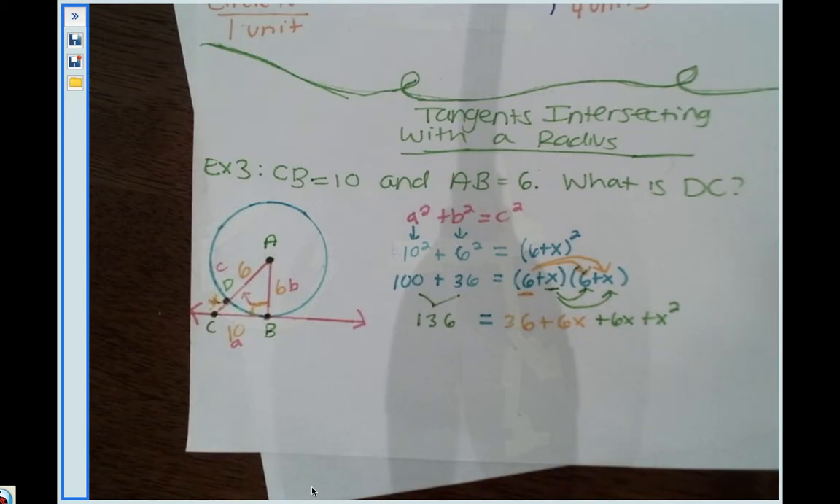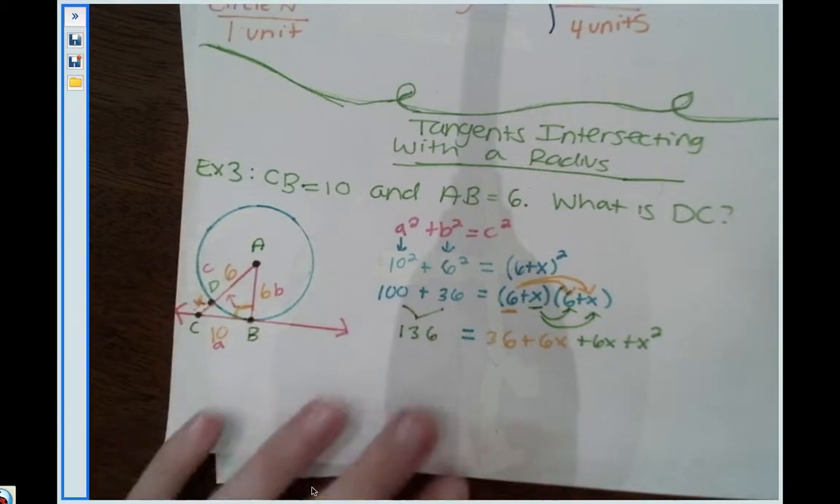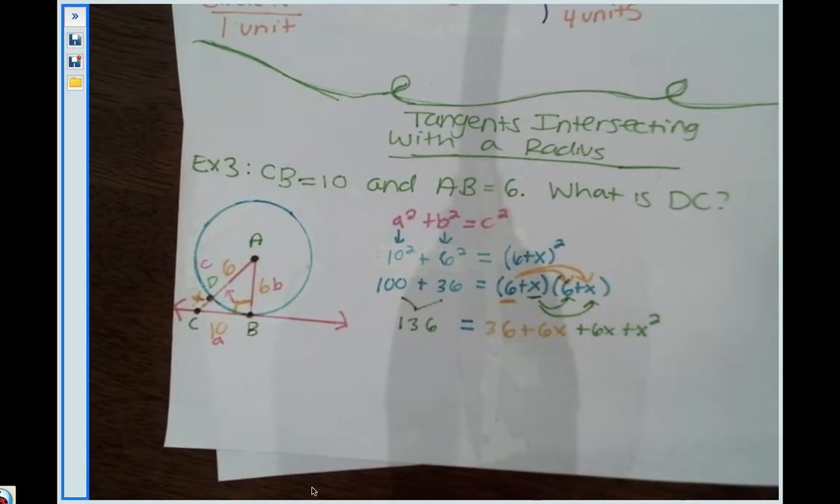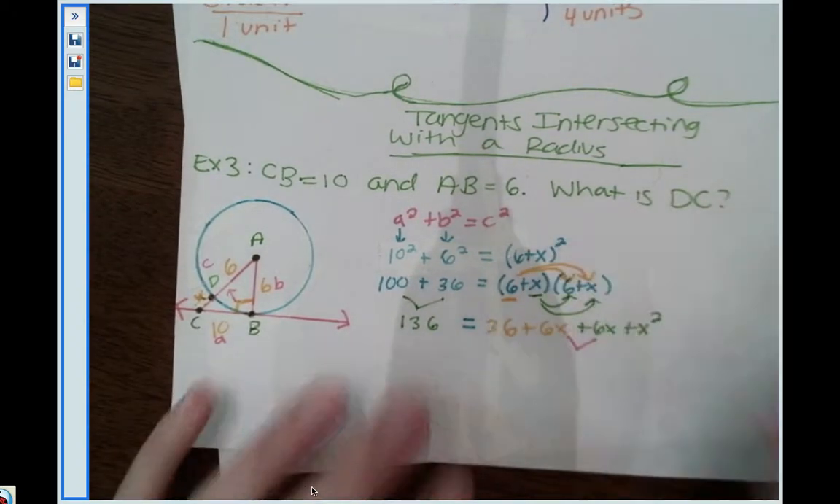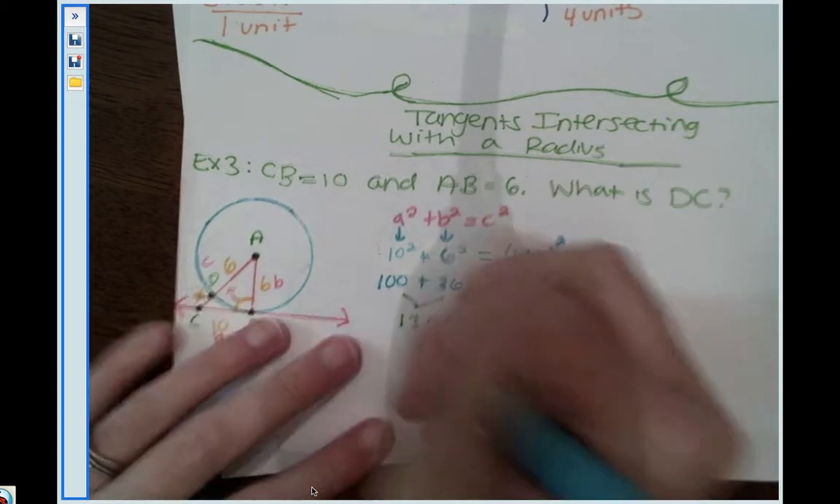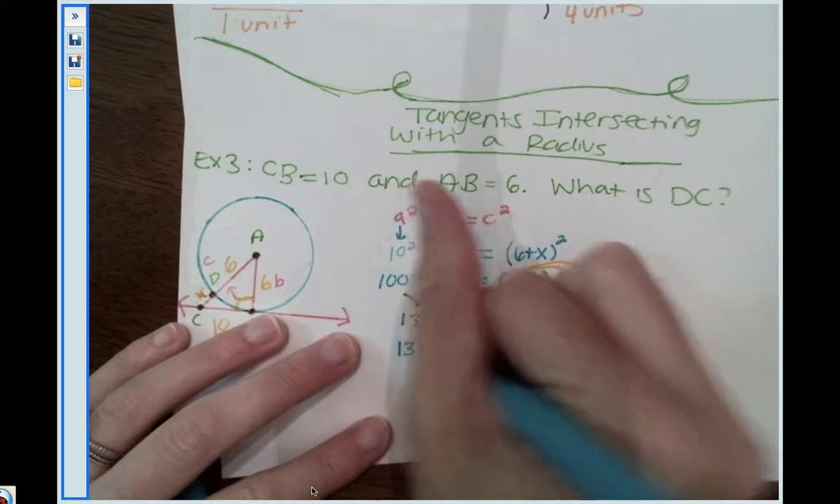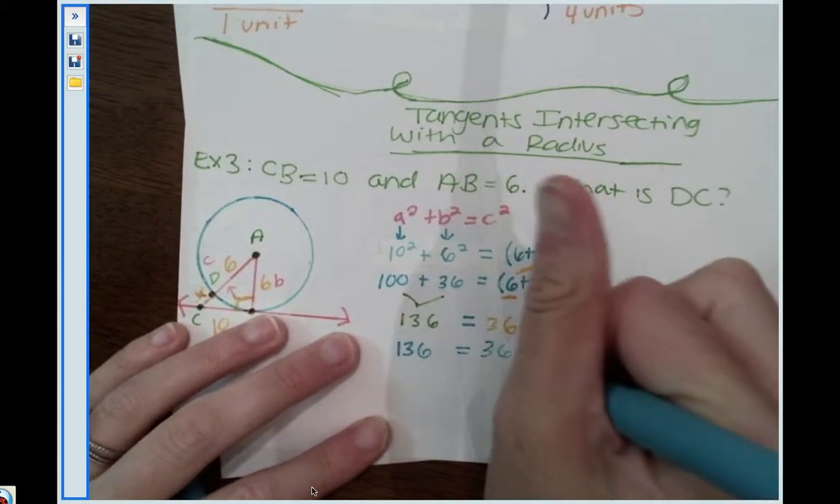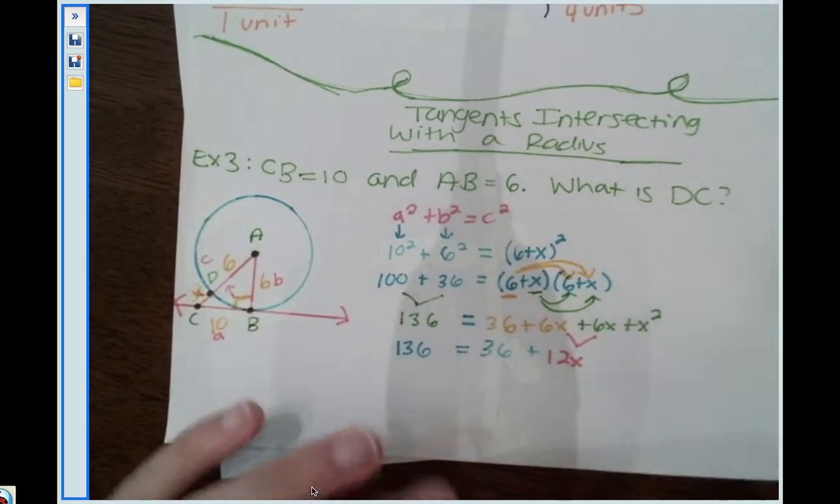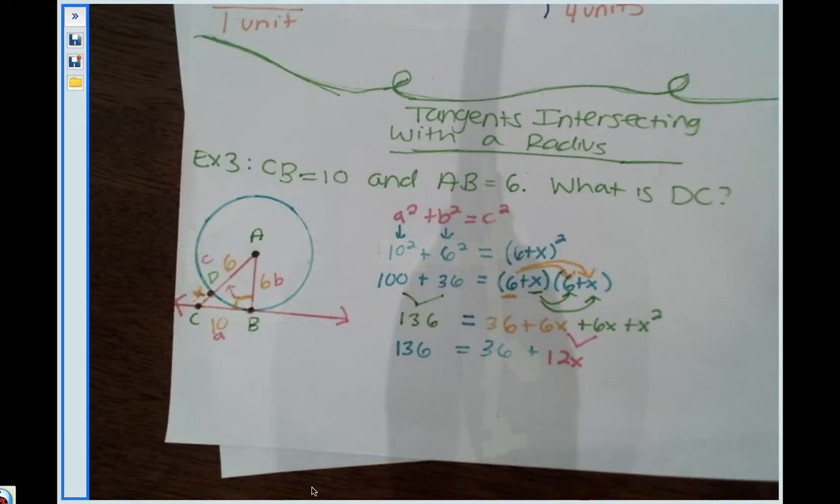All right, guys, let's keep on going. So now I'm going to combine my like terms on this side. My only like terms that I see are these two. So I'm going to combine these two right here. Bam. All right, so I'm going to bring down my 136. So we have 136 equals 36 plus 6x plus 6x will give me a 12x. So 12x and then plus x squared.